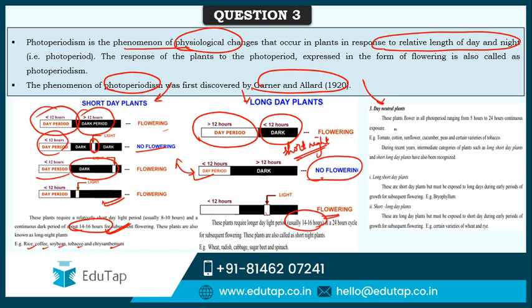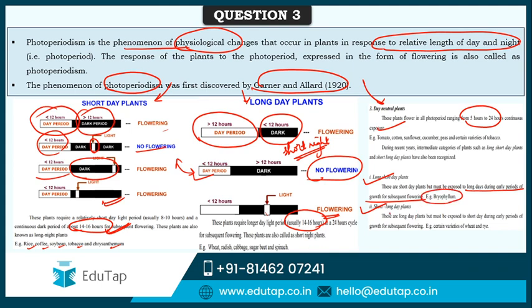Next is day neutral plants. Here it ranges from 5 hours to 24 hours continuous exposure, and based on that, it is again of 2 types: long short day plants and short long day plants. Long short day plants must be exposed to long days during early periods of growth for subsequent flowering. That is Bryophyllum, for example.